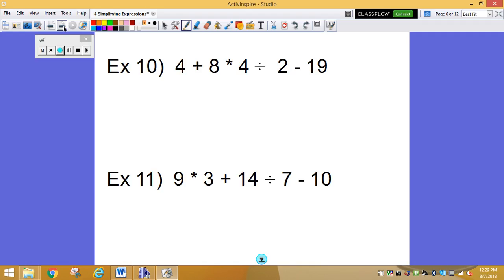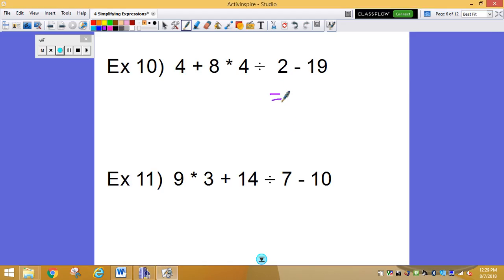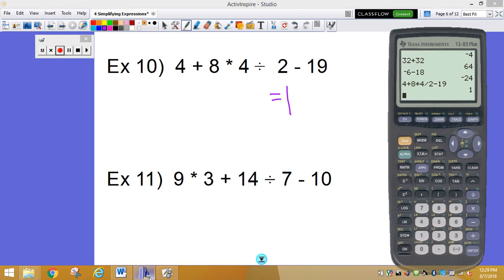These problems I absolutely love because you can type them straight in your calculator. So here we go. I'm just going to type in example 10. I got 4 plus 8 times 4 divided by 2 minus 19. And that answer is 1. So if you would please try typing in 11, pause it, and when you unpause it, we'll do it together.